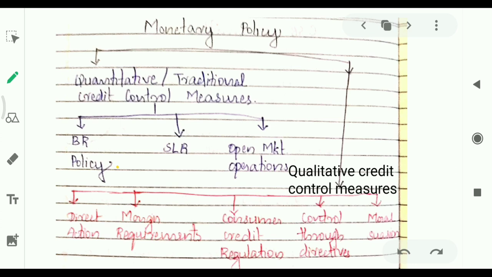The last one is moral suasion, wherein the central bank makes a moral appeal to the commercial banks for their cooperation. Sometimes it has a good psychological effect, but it has no legal sanction. So these are all the instruments or measures which come under qualitative credit control measures.